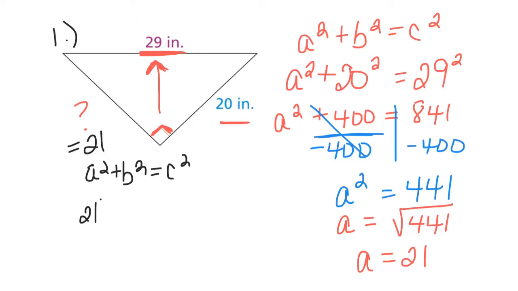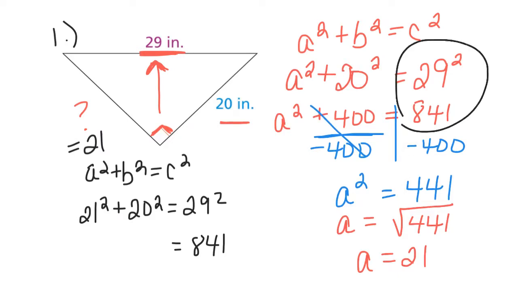And I'm going to ask myself, does 21 squared plus 20 squared equal 29 squared? Well, I know that 29 squared is 841. I found that over here in my work. So now I need to know what is 21 squared plus 20 squared. That is also, if I put that in my calculator, 841. So that means I've gotten it correct. I have just proven that the Pythagorean theorem works, and this is a right triangle, because when I square and add my legs, they equal the hypotenuse squared.